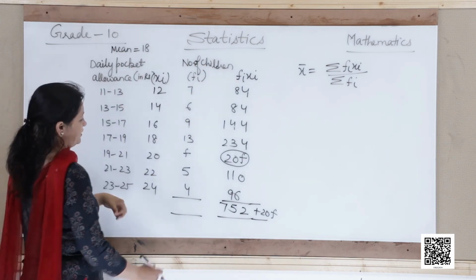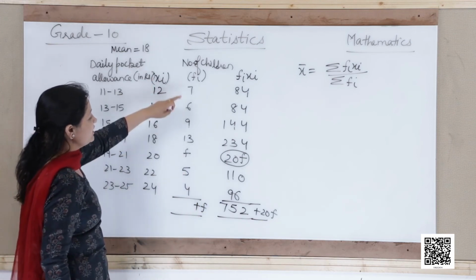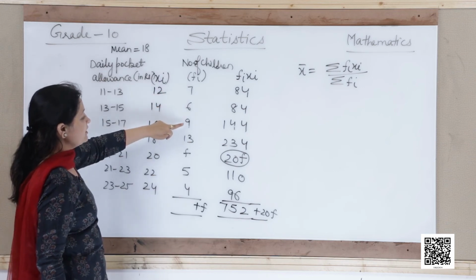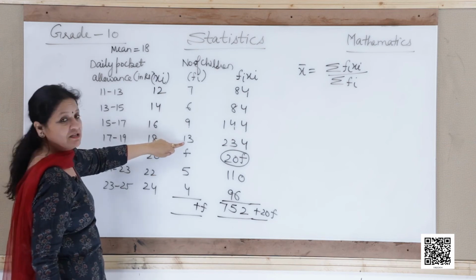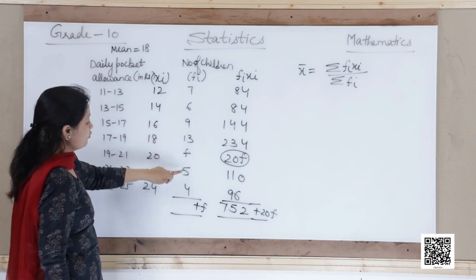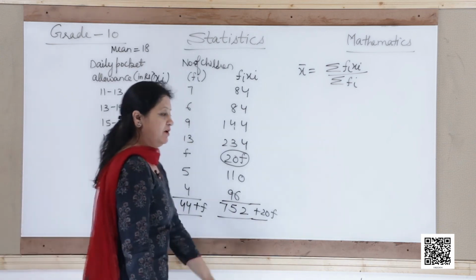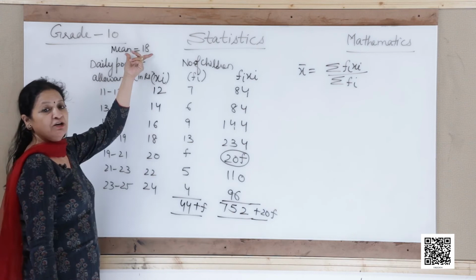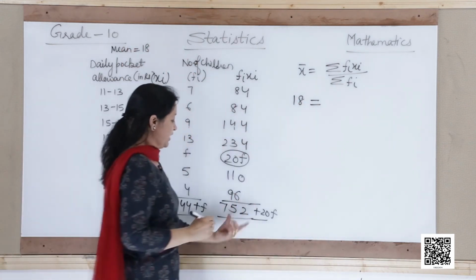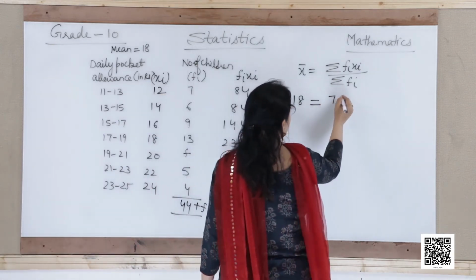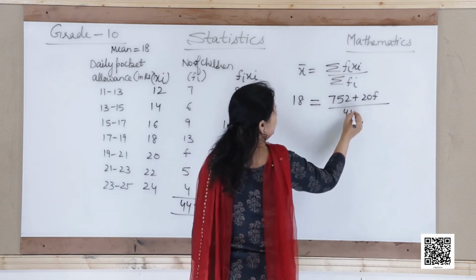Now sigma Fi, again F is there, so plus F will be here. Now adding the remaining numbers: 7 plus 6, 13, 13 plus 9, 22, 22 plus 13, 35, 40, 44. So I have got 44 plus F. Now you can see the mean is already given to you, which is 18. So I'll put the values here: 18 is equal to sigma Fi Xi, 752 plus 20F, upon 44 plus F.